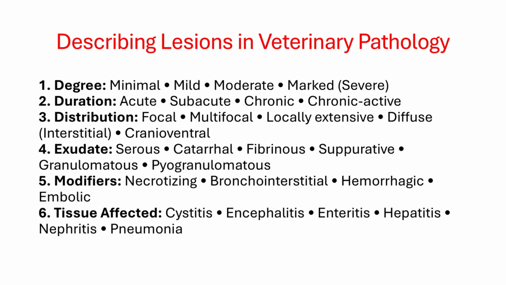When describing lesions in pathology, we systematically use several descriptors. Degree indicates severity, from minimal to marked. Duration tells us if the lesion is acute, subacute, chronic, or chronic active. Distribution describes how lesions are spread in the tissue: focal, multifocal, locally extensive, diffuse, or cranioventral in the lung. Exudate characterizes the type of inflammatory fluid, such as serous, fibrinous, or suppurative. Modifiers provide additional information, like necrotizing or hemorrhagic. Finally, we specify the tissue affected, for example, hepatitis in the liver or nephritis in the kidney. Using these descriptors ensures clear, standardized communication in pathology reports.